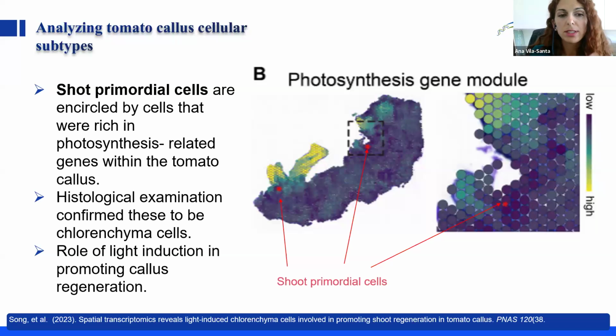Building on this, the authors then performed histological examinations and were able to confirm that those cells around the shoot primordia ones are actually chlorenchyma cells. And considering the relationship between chlorenchyma and light induction, this was a conclusion that it was possible to build on to then further study how light induction promotes callus regeneration. And this again is mediated by the interaction between these two kinds of cells. And again, just to emphasize, this is only possible when we look at spatial context and at physical interaction between these kinds of cells.